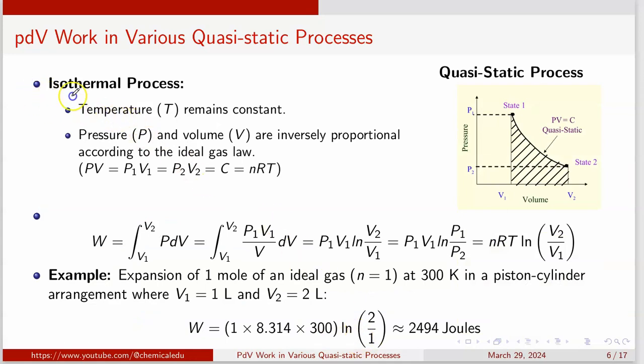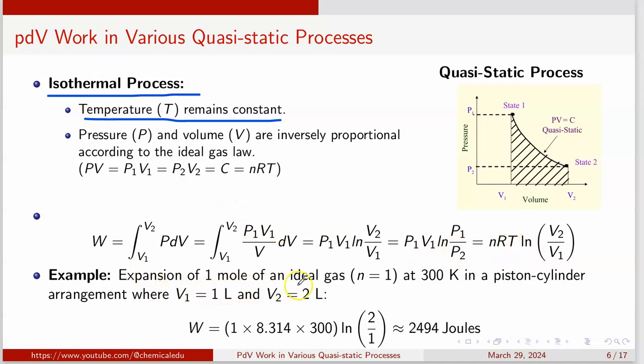Next is the isothermal process. Here temperature T remains constant, so pressure P and volume V are inversely proportional according to the ideal gas law. So PV equals P1V1 equals P2V2 equals C, which is nRT. Now W is the integral from V1 to V2 of PdV, and we can write P as P1V1 by V. P1V1 comes out of the integral, and integrating gives P1V1 ln V2 by V1, which can also be written as P1V1 ln P1 by P2. We can also write nRT ln V2 by V1.